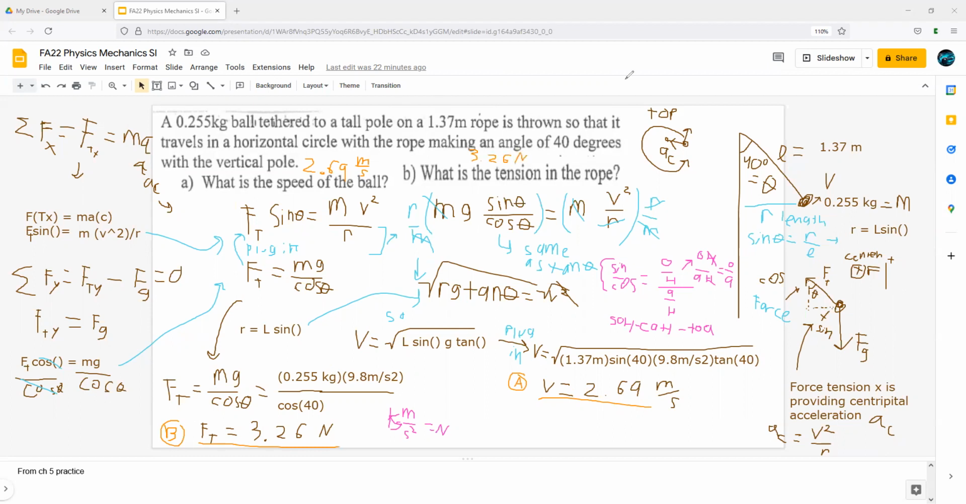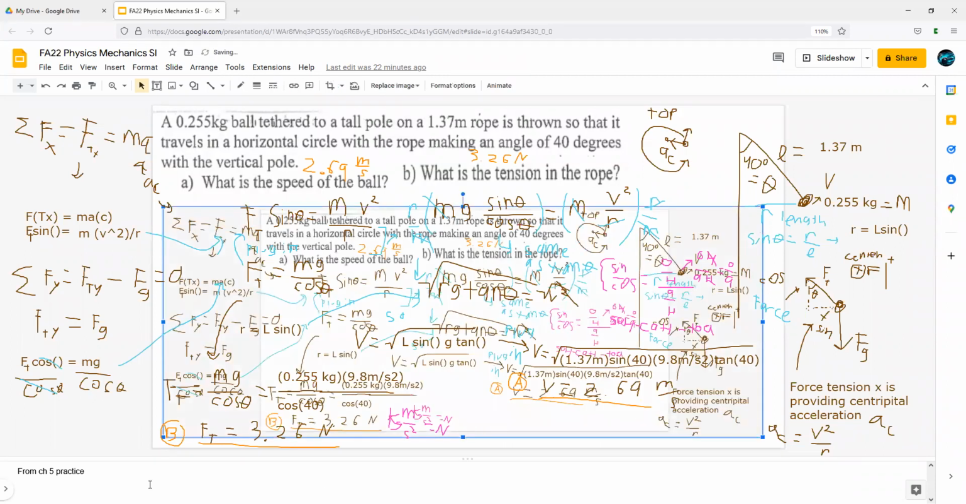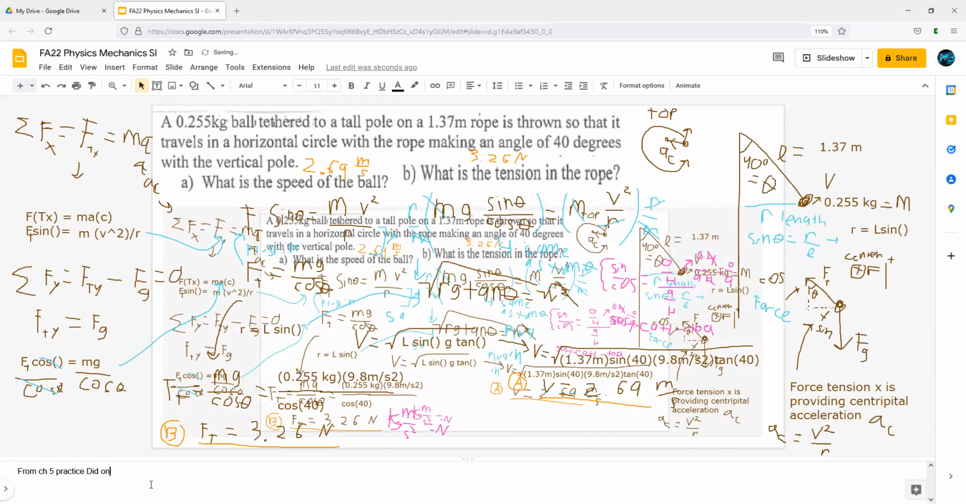And that's the problem. Well, much easier than the pendulum problem that Dr. Bradley was trying to get us to do. Copy and paste that. That was from one of your practice problems, so.